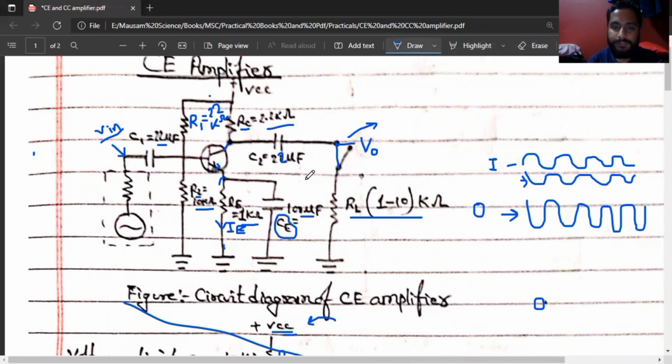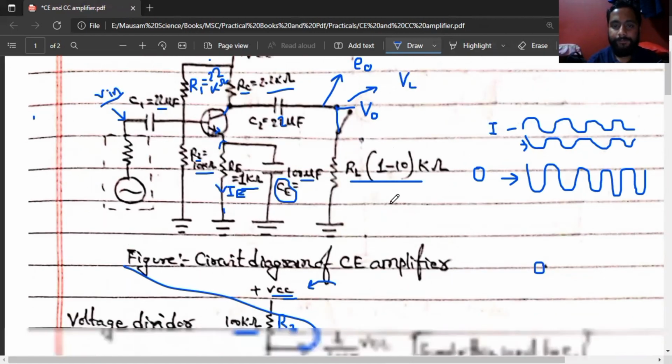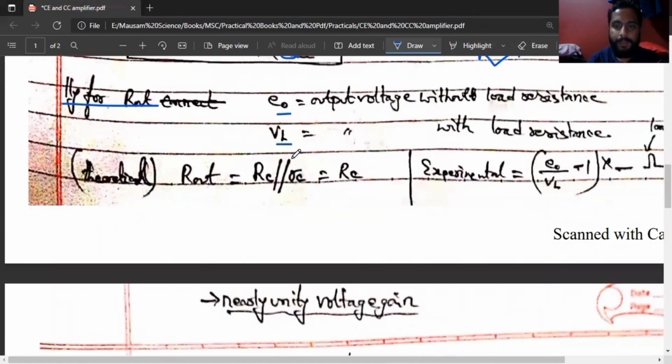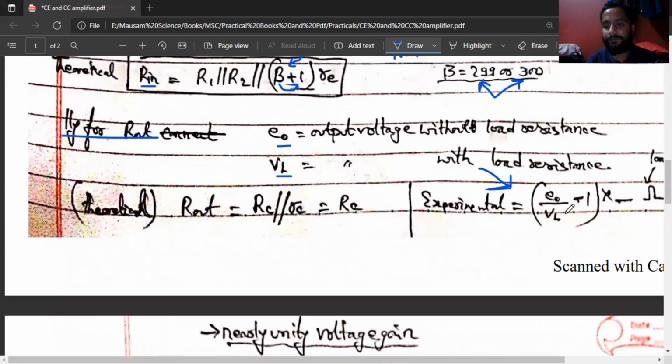After removing the load resistance, we will take out the value of E naught. Without load resistance, the value which we take out from here will be small E naught. And after connecting load resistance, E naught and EL can be calculated, and the experimental value for R out is E naught by EL minus 1, multiplied by something ohm. Whatever ohm we keep for the value of RL, that can be shown over here.